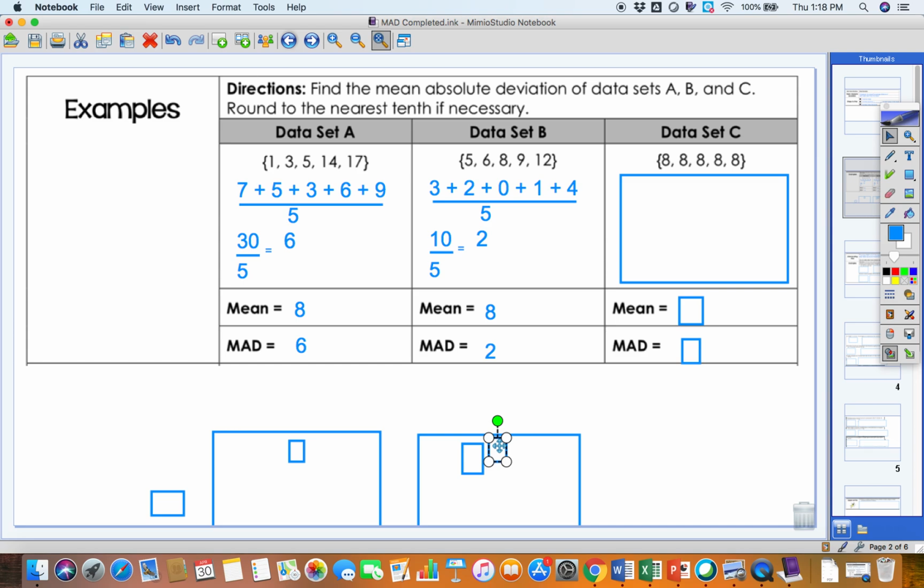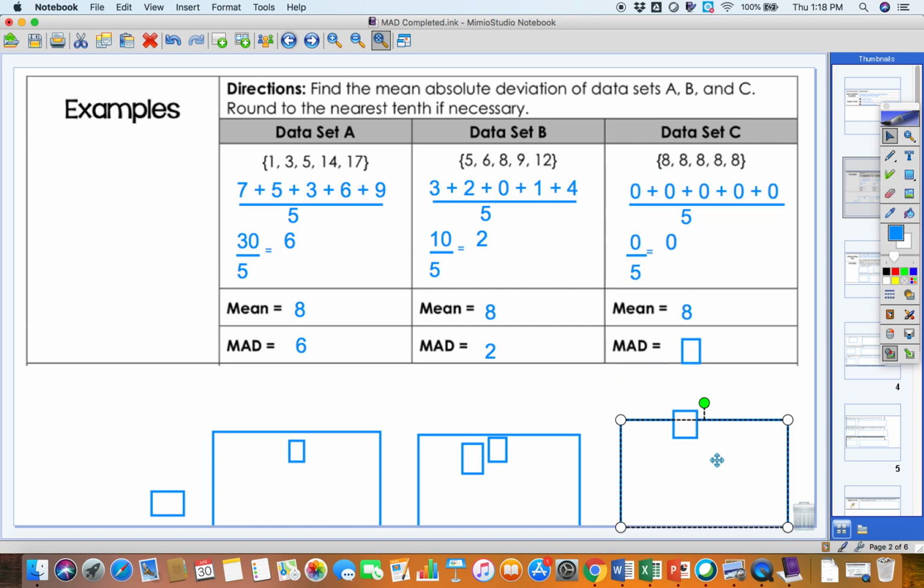In our third data set, we have 5 8s. So when we find the mean of those numbers, it's still 8. But then when we look, the distance that any of these points are from the mean is 0. So 0, 0, 0, 0, 0. 0 divided by 5 is 0. So our mean absolute deviation is 0.